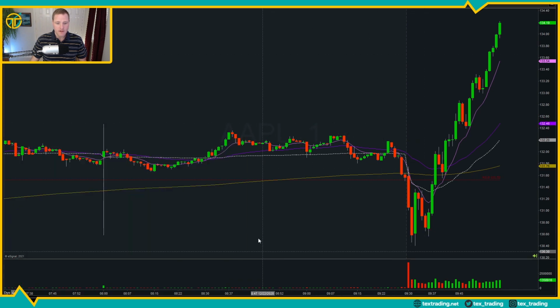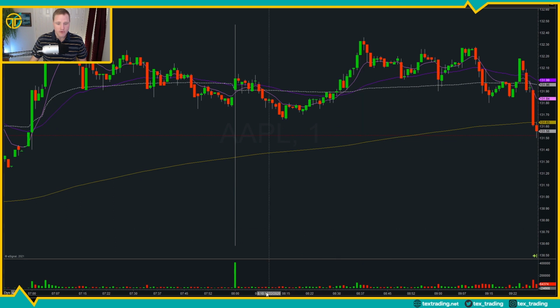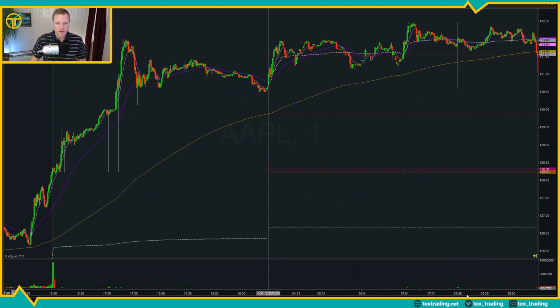Okay, and let's kind of move this over. So we're just looking at pre-market before everything opened up and zoom out on the chart here. So again, that 129.58 was that swing high.